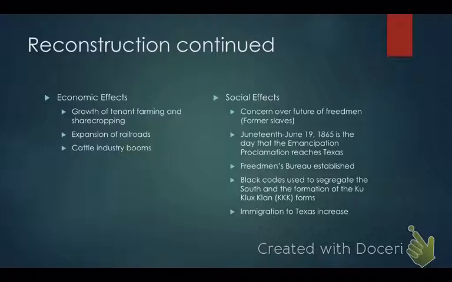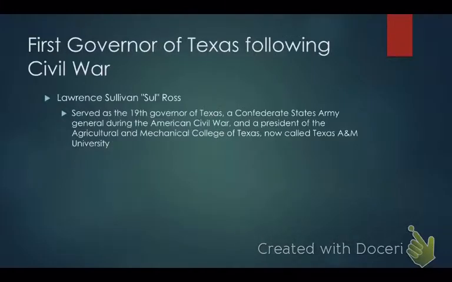We had the black codes that are used to segregate the South, and that's how we get the colored water fountains and the white water fountains, colored schools, white schools. Then we get the formation of the Ku Klux Klan, or the KKK, which is a very dark history in the United States, where a lot of white people murdered African Americans just because of their race. And then immigration to Texas continues to increase.